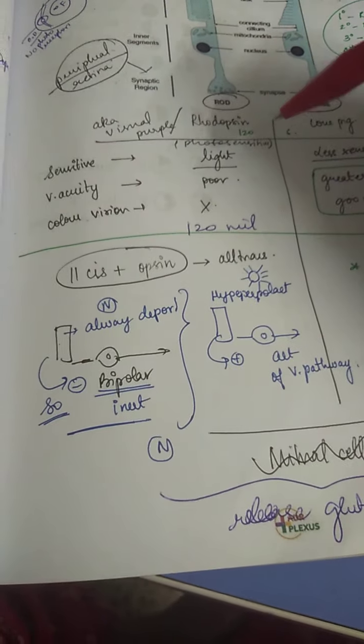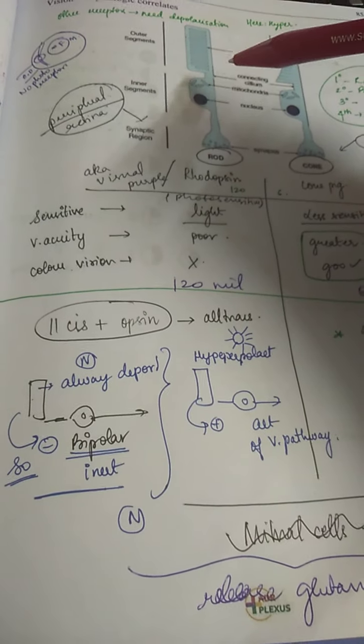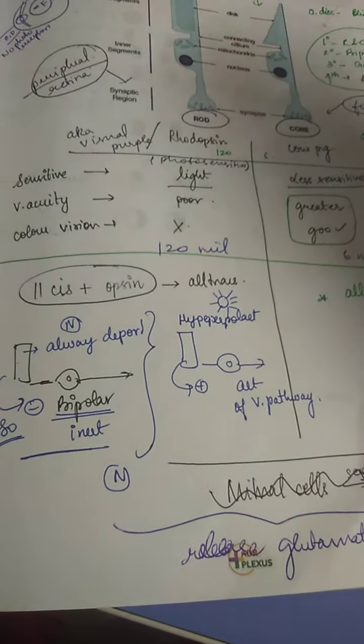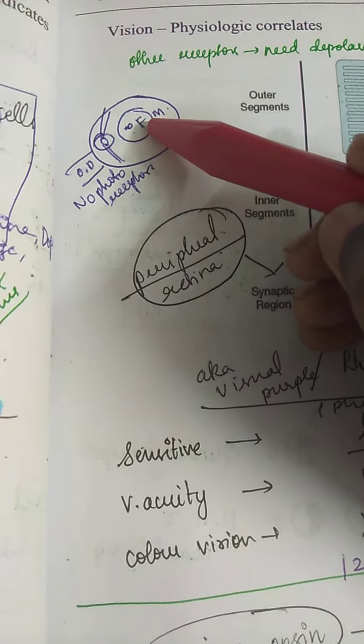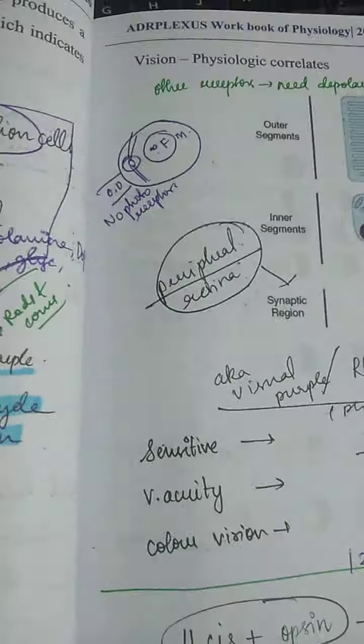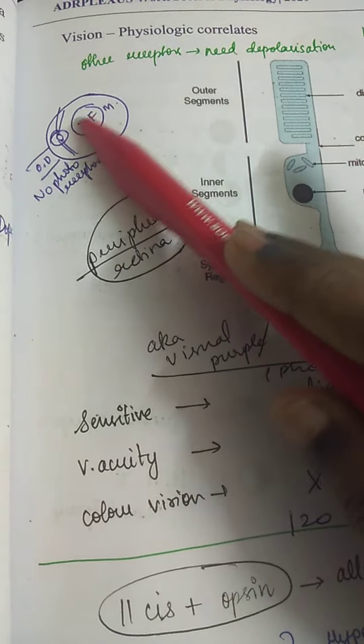Now between the rods and cones, the rods, which are also known as visual purple, are mainly photosensitive receptors, 120 million in number, and cones are used for color vision, acuity, etc. These rods and cones will release glutamate, and they are the initial primary neuron. Now if you see here in the retina, the optic disc, FS means foveola, M is macula. In the optic disc, there are no photoreceptors, no rods and no cones. In the fovea, there are only cones, and in the macula you have a decent amount of receptors. But in the periphery the rods will be more, and in the fovea the cones will be more.